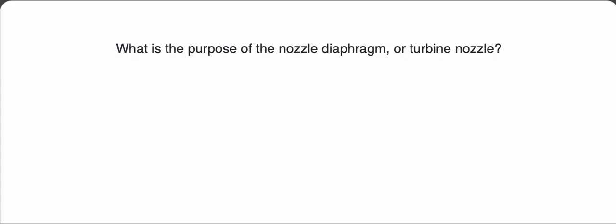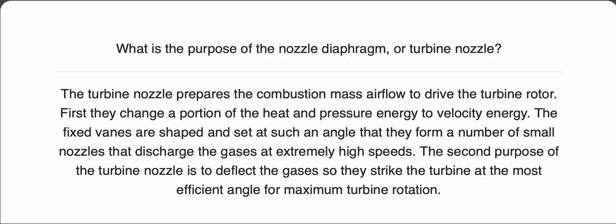What is the purpose of the nozzle diaphragm or turbine nozzle? The turbine nozzle prepares the combustion mass airflow to drive the turbine rotor. First, they change a portion of the heat and pressure energy to velocity energy. The fixed vanes are shaped and set at such an angle that they form a number of small nozzles that discharge the gases at extremely high speeds. The second purpose of the turbine nozzle is to deflect the gas so they strike the turbine at the most efficient angle for maximum turbine rotation.